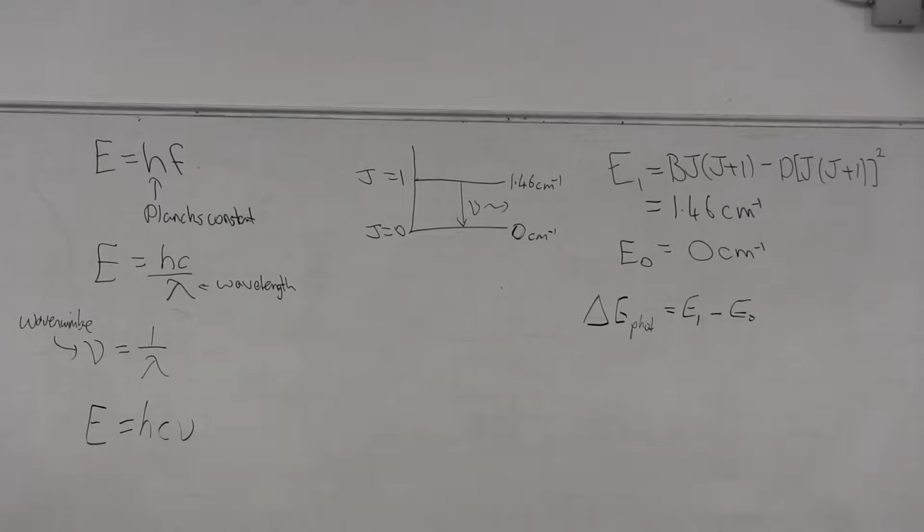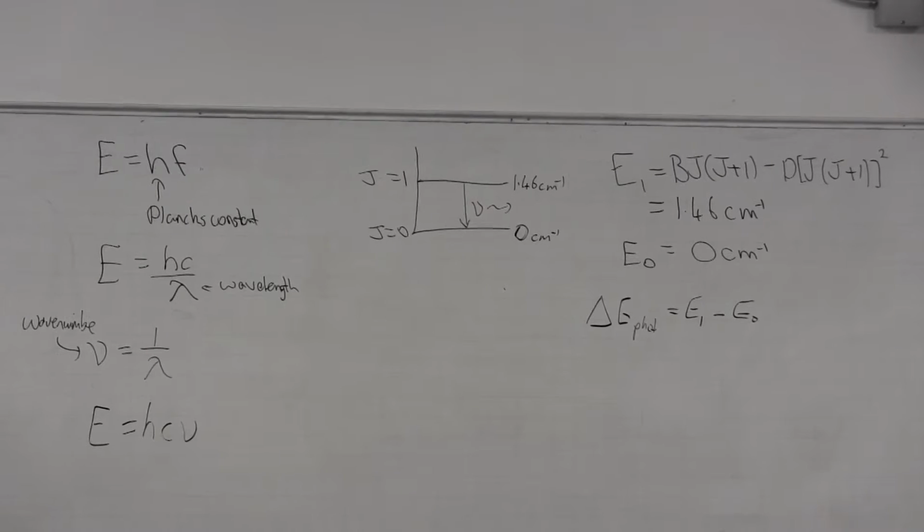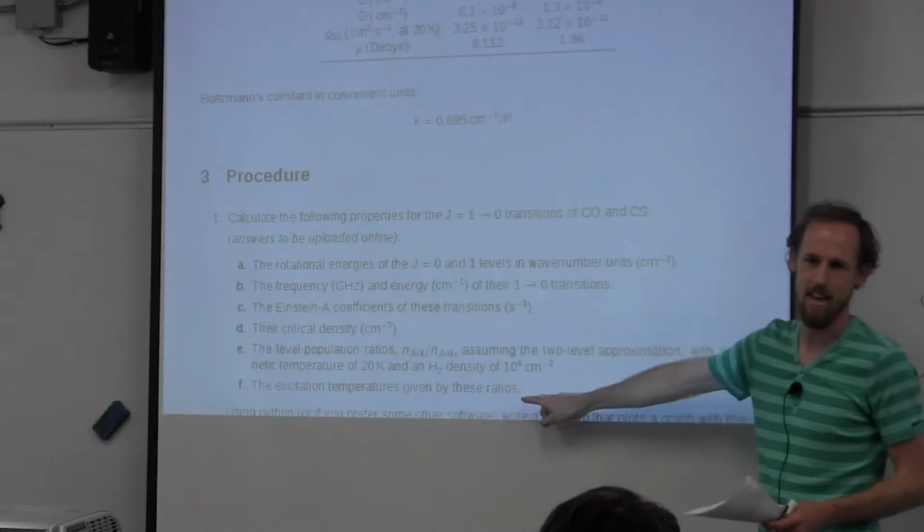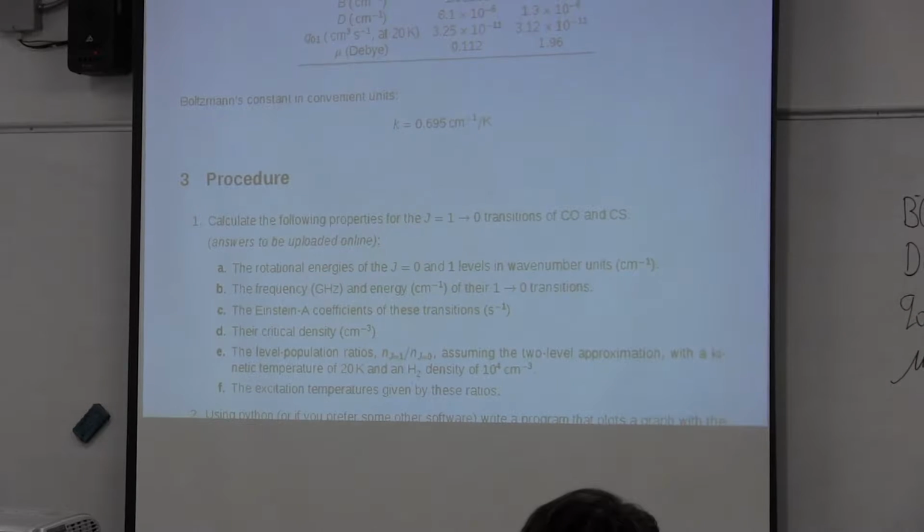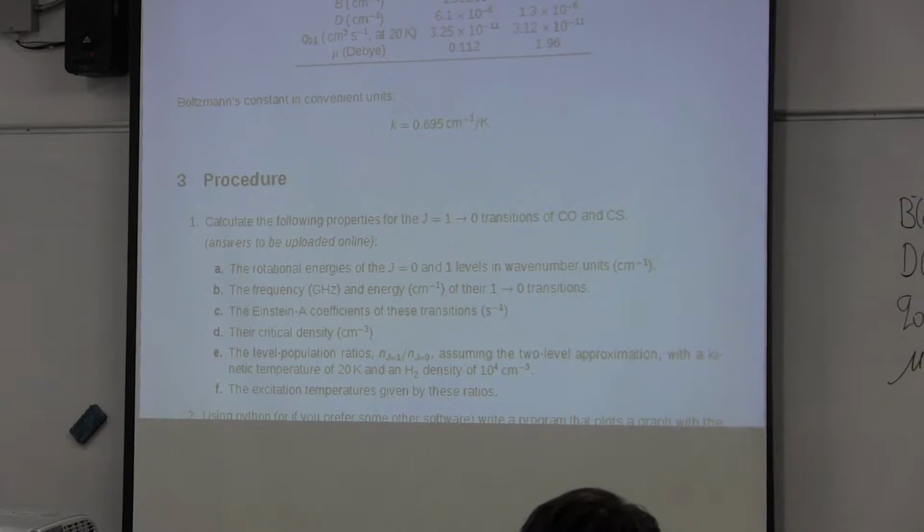Okay, the Einstein A coefficient and the critical density, that's deeper in the presentation, so I'll leave that bit. Maybe someone will ask me about that later. I can do it on the board, but maybe I'll leave that. The more confusing part, I think, is when we get to this part, the excitation temperature. That is not quite as intuitive when you have a two-level system like that.